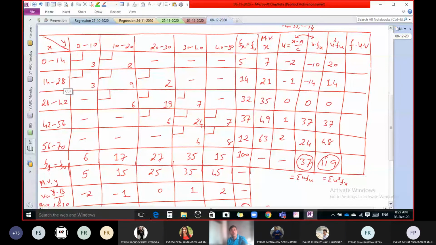12 here, you have to write 12. Now tell me what we have to write here in this cell. So see, this is -2. 4, sir. -1, yeah, we have to write -2 into -1, that is minus plus 2, 2 2s are 4, correct. Now can you tell me what we have to write here?